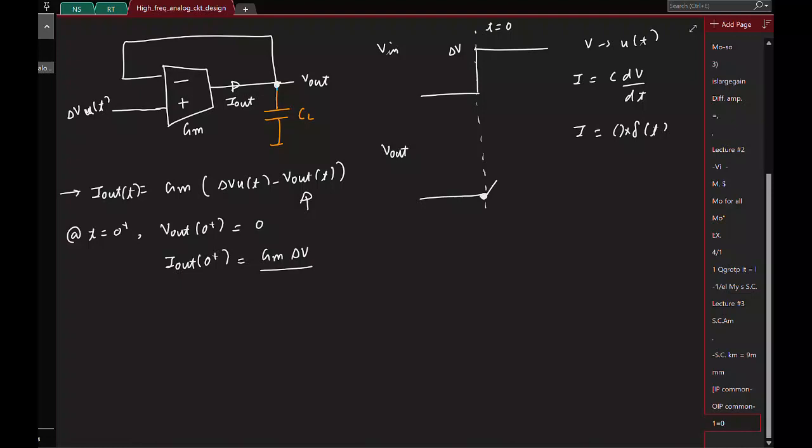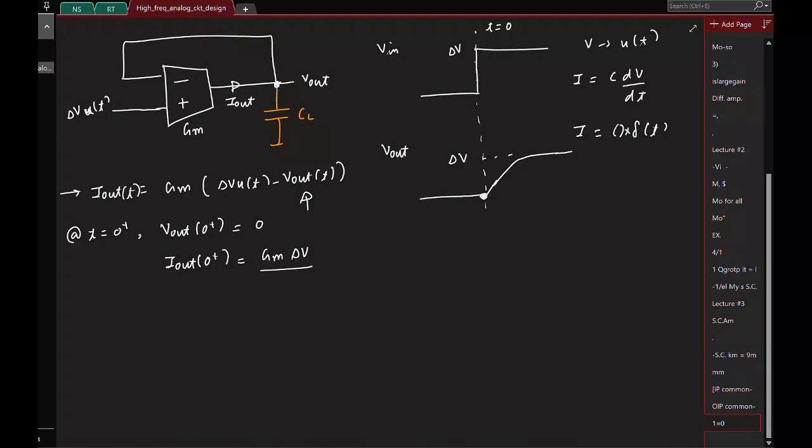So what will happen to the current I out? That will reduce. So the rate at which the capacitor charges will also reduce, and eventually it will settle to what voltage? Delta V. Is that fine? Okay.